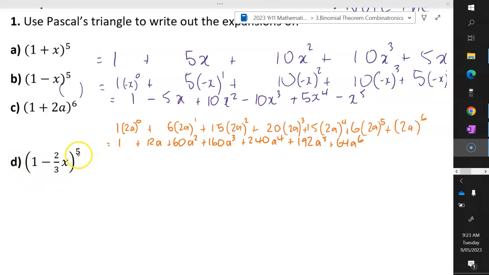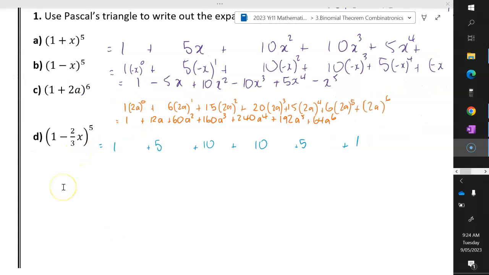Okay, so you can probably see where we're going to go for this next one, D. We've got a power of 5, so we want the 5th row. We have a negative, so we're going to have alternating negatives here with our answer, and we've got 2/3, which will act like the 2, and that's what we've got to go through. So we've basically built on all of the last few questions, and let's pop them together. So I'm going to go and grab row 5.